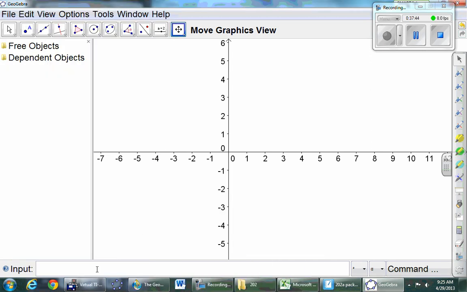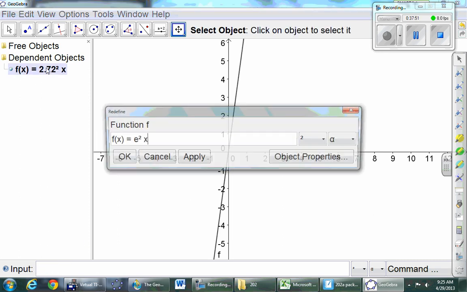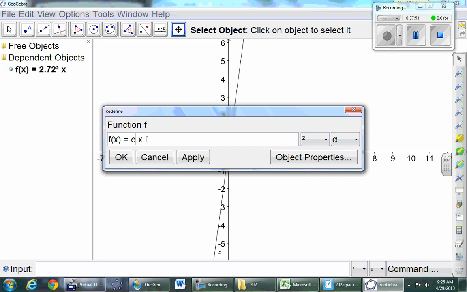But down here, you can do this quite easily. So we can just type in our e to the 2x function. That does not look like e to the 2x. What did I do wrong? E to the 2x.